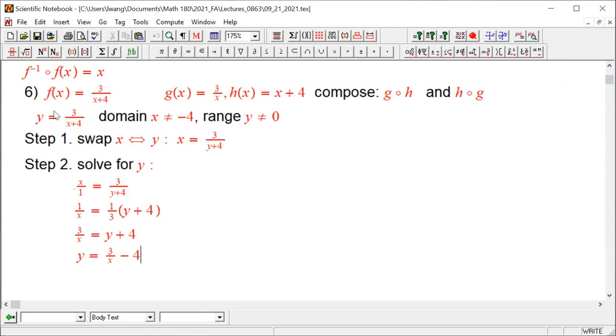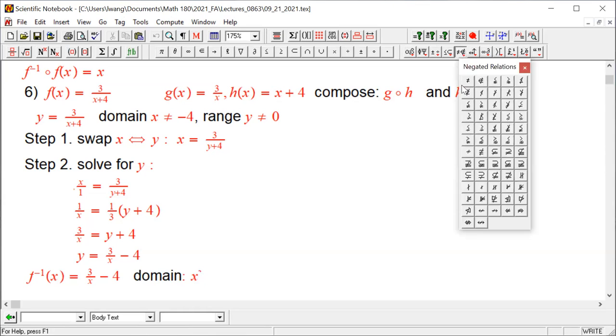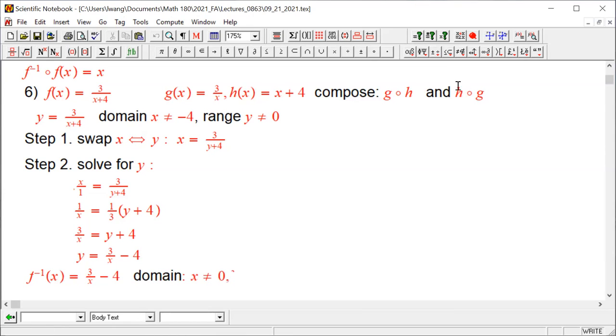So your inverse function is going to be 3 over x minus 4. Now, domain and range. In this case, you need to be aware of the domain and of the range. The domain is x not equal to 0. The range is y cannot be negative 4.